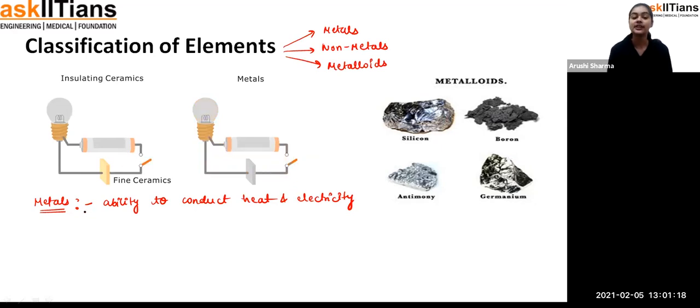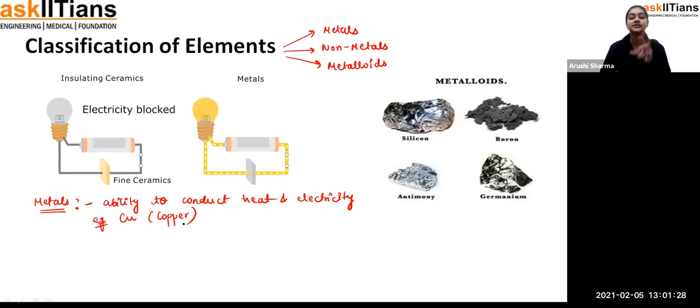For example, students, if I take the example of copper wire, copper is represented by Cu in the periodic table or in chemistry. So it is an element and copper is a metal. For example, the wiring done in our houses for electricity is just copper wires, because copper is metal in nature, and that is why metals have the ability to conduct heat and electricity.